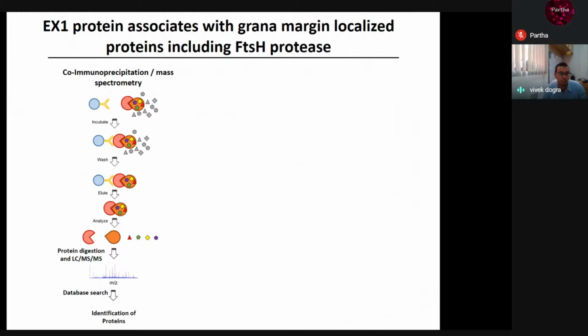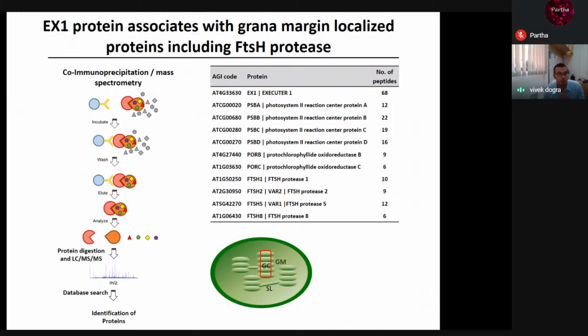Means the proteins with which this protein is interacting. We tried to collect all of them and identify them using an LC-MS approach, and we could identify a lot of proteins which were making complex with this Executor 1. Interestingly, this Executor 1 protein, as expected, was interacting with the grana margin localized proteins, including photosystem proteins, which undergo the repair process at the grana margin region, and chlorophyll biosynthetic pathway genes.